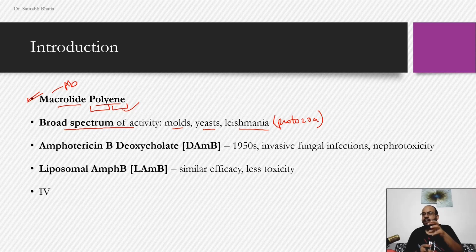There are other very isolated case reports available for different areas in which amphotericin B has been used, and that is because of its unique mechanism of forming pores in the cell membrane. We'll discuss that when we discuss the mechanism of action.